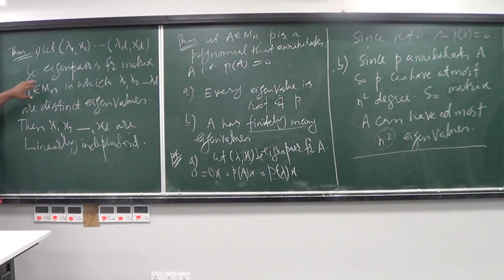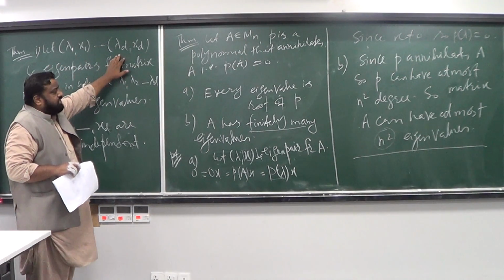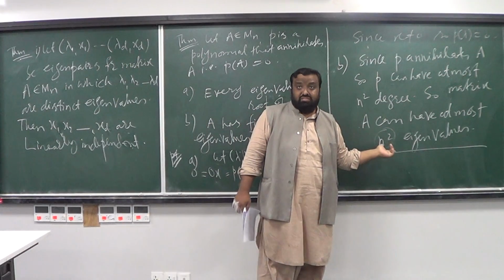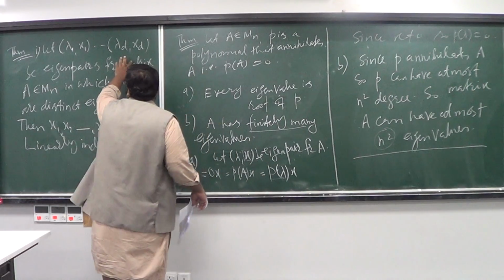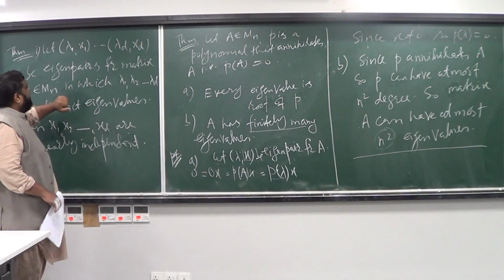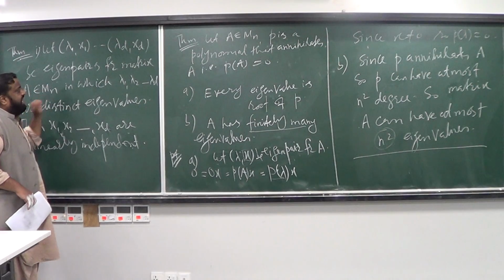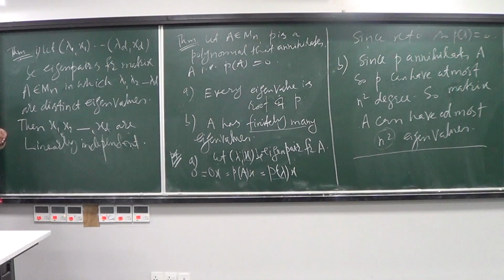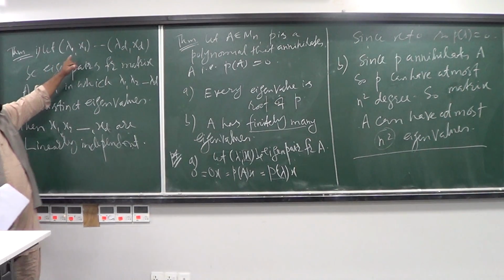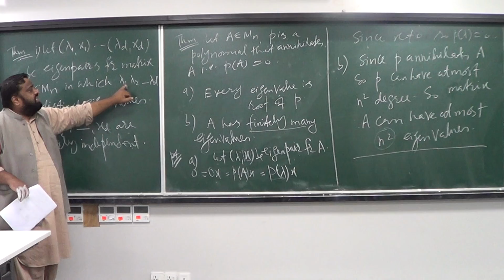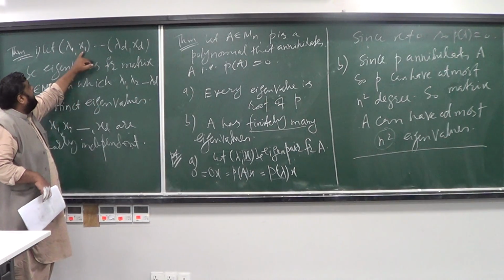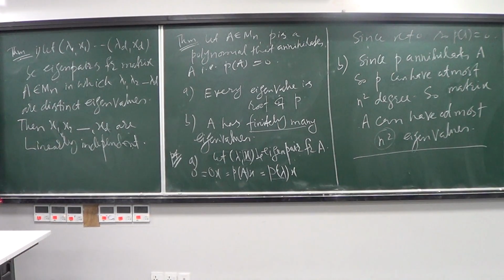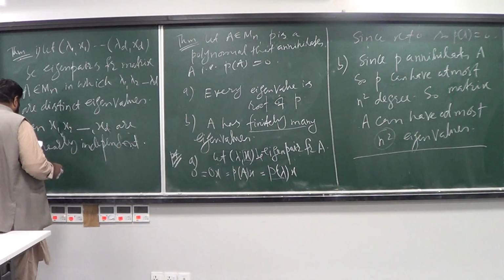Imagine there are d eigenpairs. This d at worst can be equal to n square. So imagine there are d eigenpairs for a matrix A, which is an n by n matrix, and all these eigenvalues are distinct. Then for the distinct eigenvalues, the corresponding eigenvectors must be linearly independent. This is an important thing.